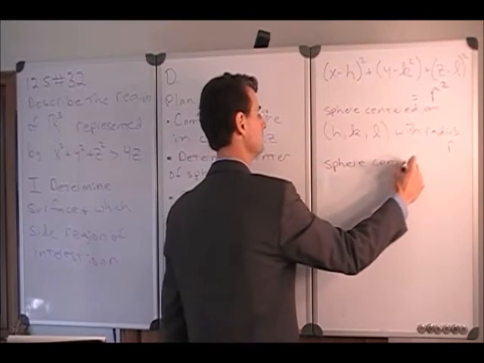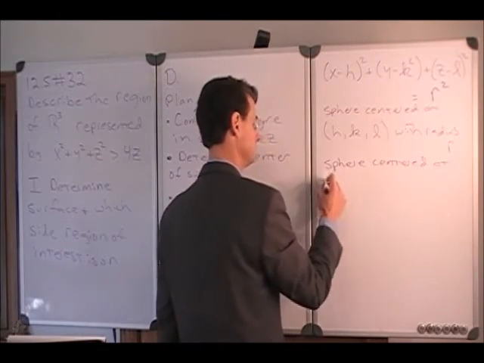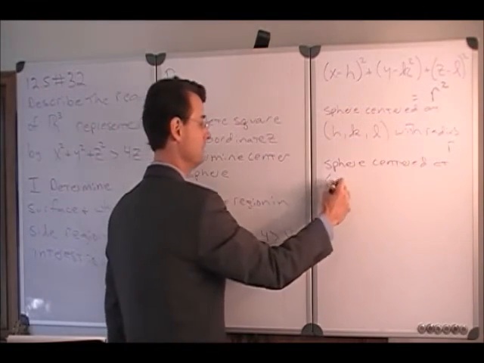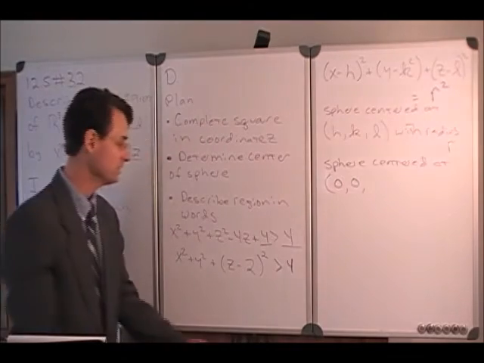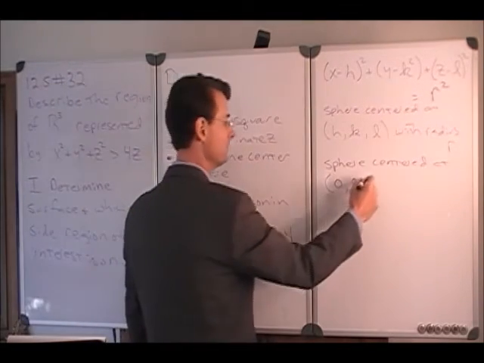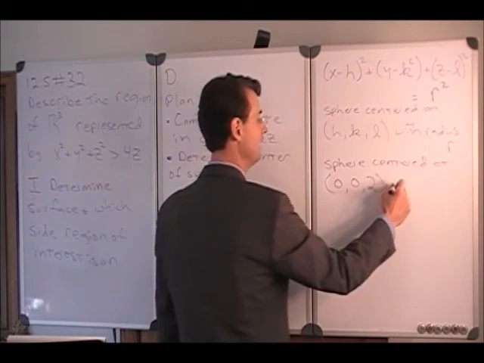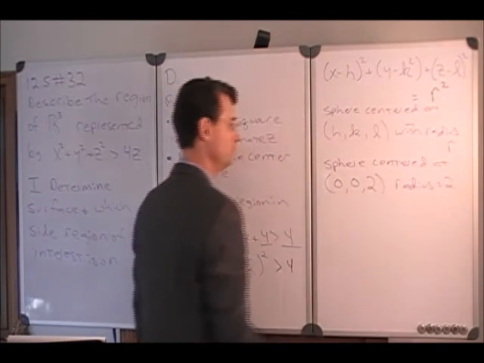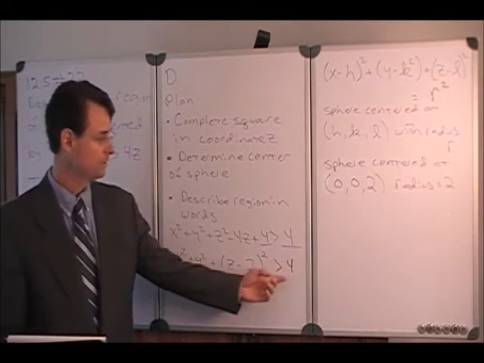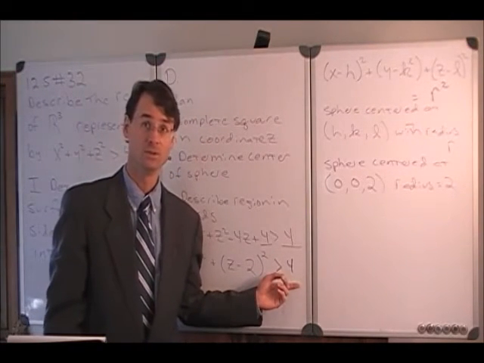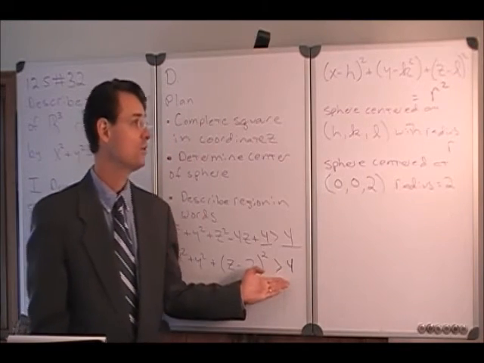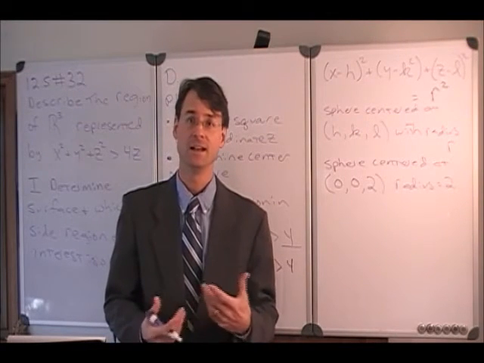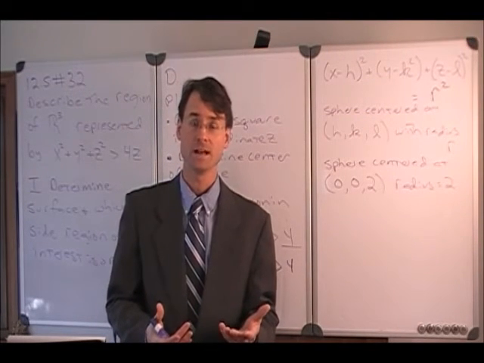So by comparing, we can see that what we've got here as our boundary is a sphere centered at, well, the x-coordinate 0 because that's just like x minus 0 squared. For the same reason the y-coordinate 0, and then the z-coordinate of the center is 2, and the radius is 2 because the square root of 4 is 2. So now we just need to consider our inequality and whether or not the region of interest is outside the sphere or inside the sphere.